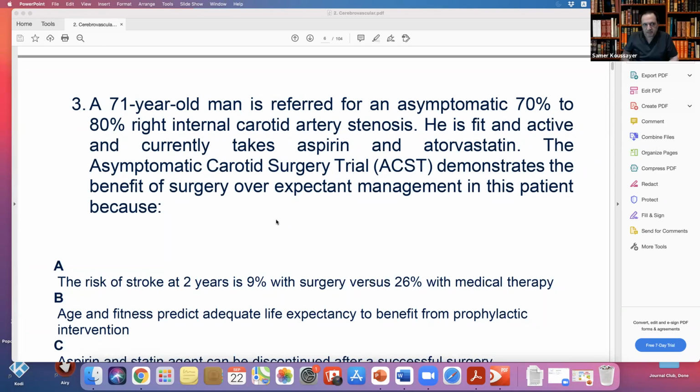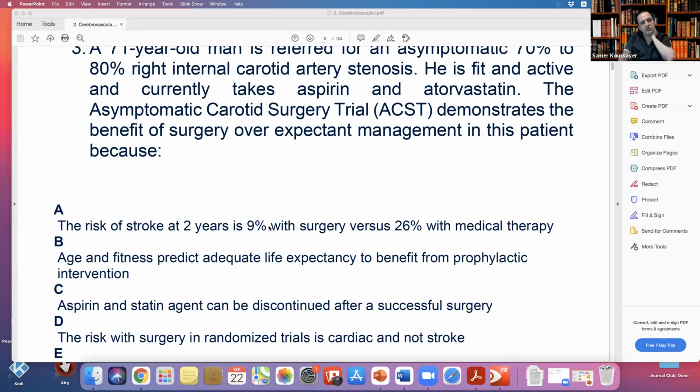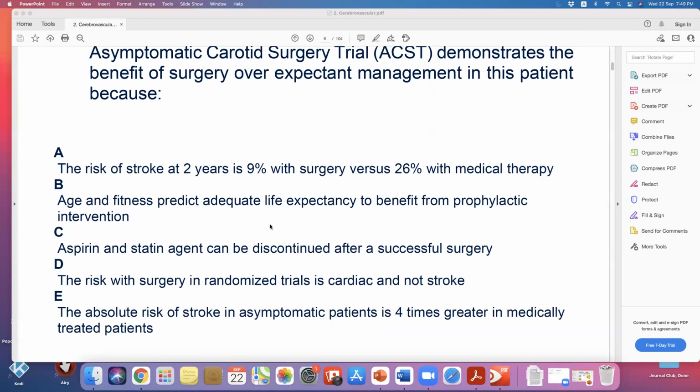I mean, 70 is a level, because usually they say 70 and below. Well, let's see what the question says. Let's see what the answers are. Let's start with this: this demonstrates the benefit of surgery due to, first, the risk of a stroke at 2 years is 9% with surgery and 26% with best medical treatment.